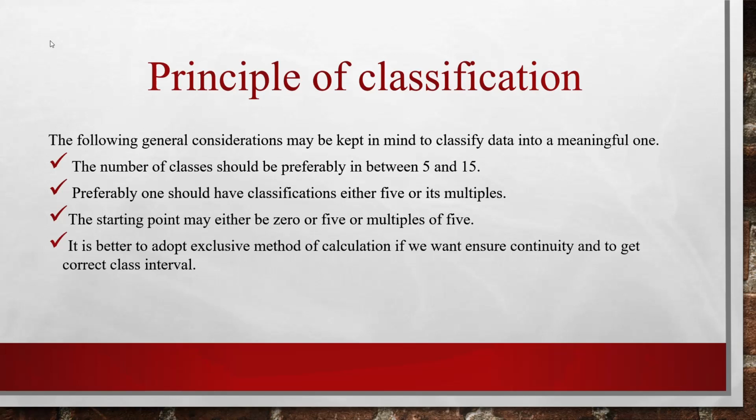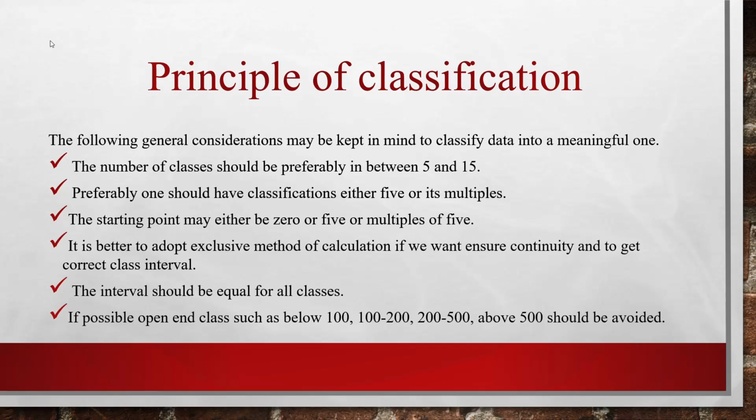That is, the upper limit of the first class will be the lower limit of the next class. Then the interval should be equal for all classes. That means if the class interval of the first class, 0 to 10, is 10, then the next class also should have an equal interval, that is 10 to 20, then 20 to 30. If the first class is 0 to 5, then the coming classes should also have an equal interval of 5.